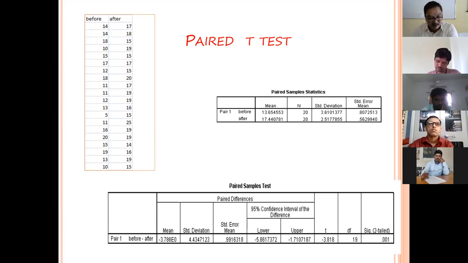Let me move on fast because I have to stop at 1. Here also, look: the test value is 3.18 and the level of significance is 0.001. Here also the margin of error in committing it is very, very small, and there is a significant difference between before and after.